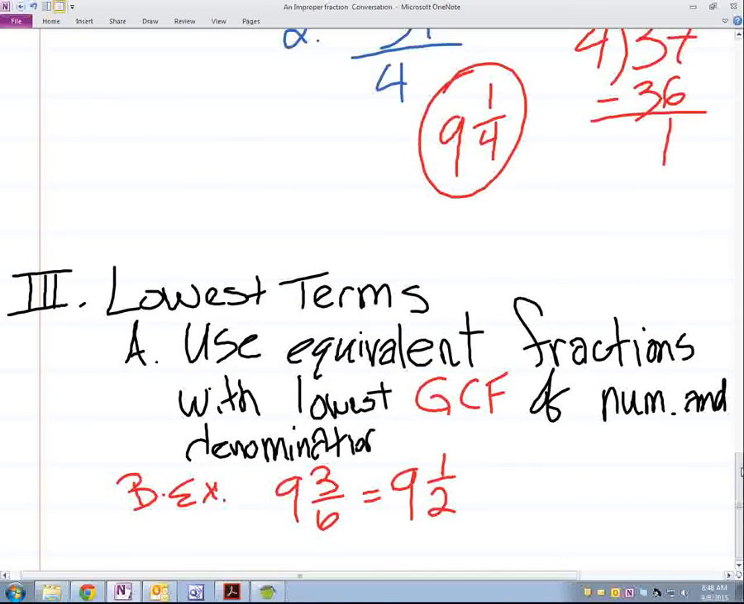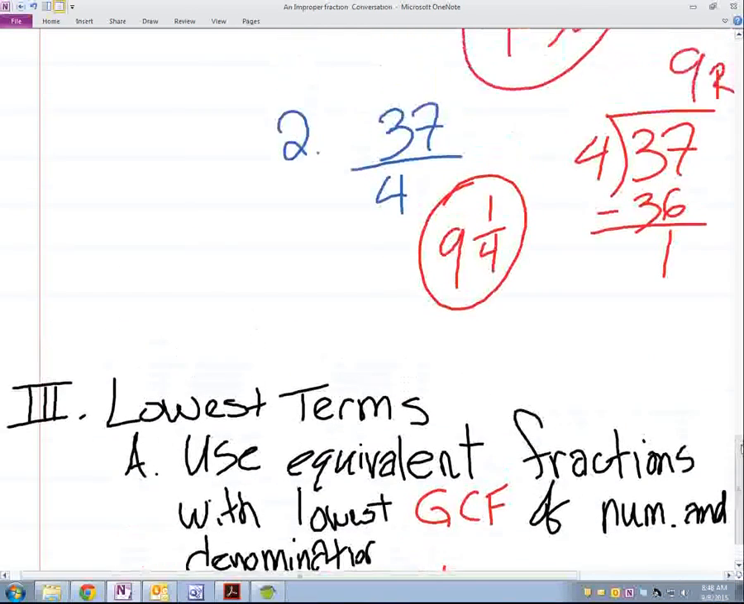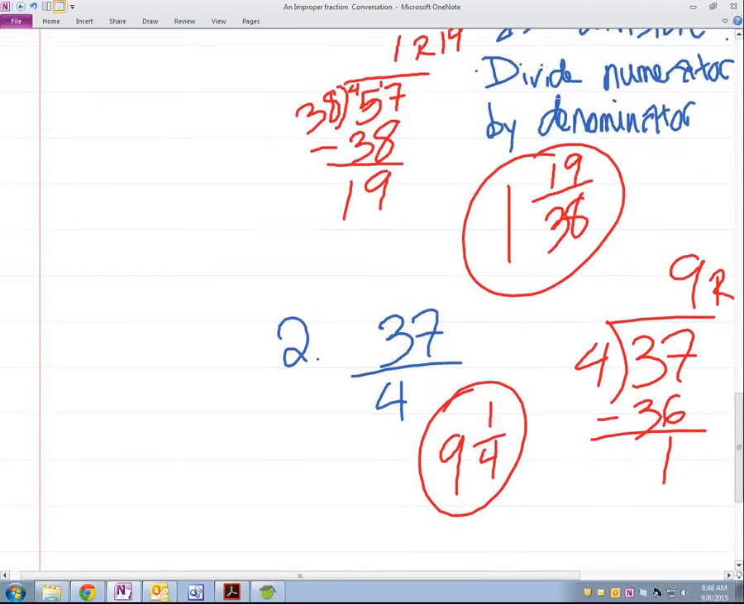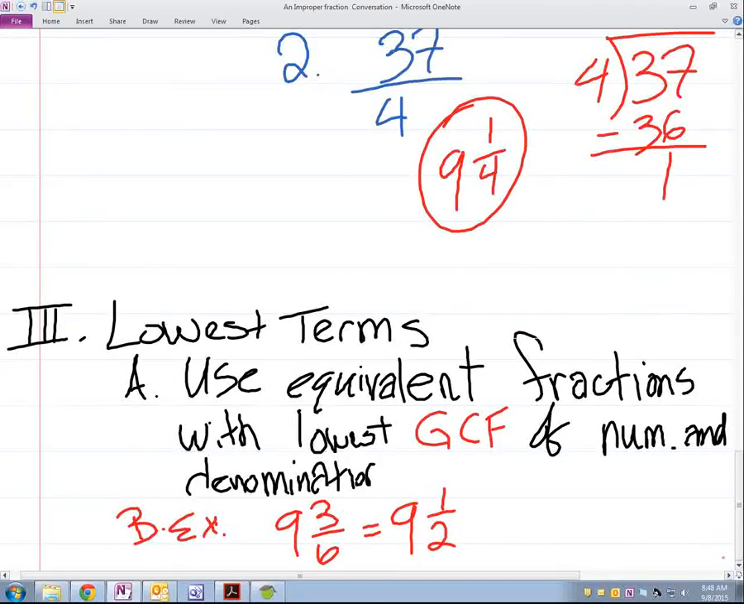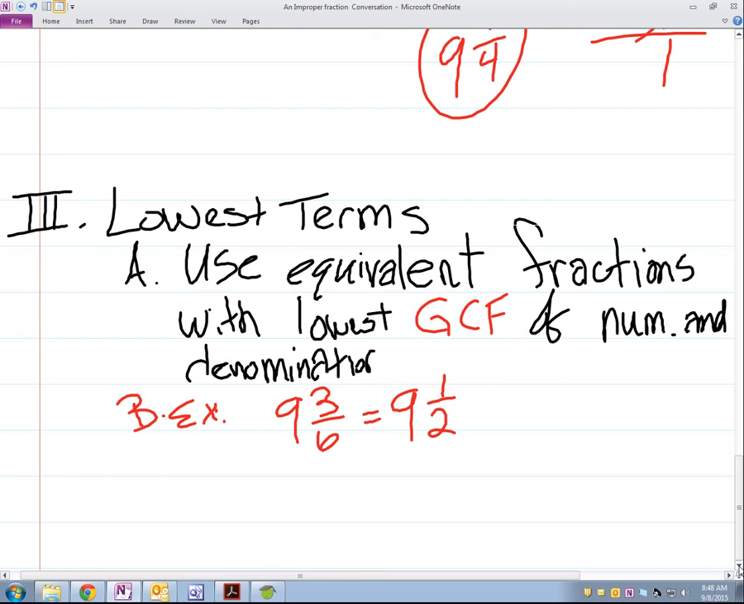And then 19 over 38, that one doesn't reduce. So you know what? We're only going to do one example of that because that's the exact same thing we've been doing the last 3. And if you have questions, feel free to ask me when we're doing this.